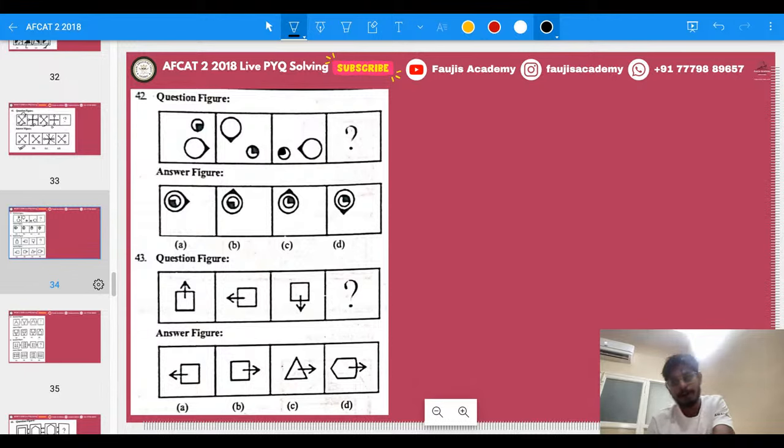Now you answer 42. Yes, 41A. That's correct, Prakash, Sushant, Harita, and Devnathan. All of you are correct. What do you think about this 42?